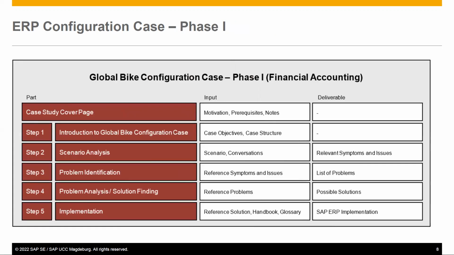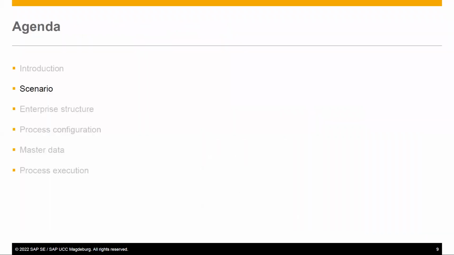We already talked about that we will have 5 steps in this case study. The first step is the introduction to the configuration case. Then we do the analysis of the scenario and identify the problem. Then we find the solution, and then we implement the solution. For this, you will have material available that you can read. These are the deliverables, by the way. From the scenario, the conversations, and the symptoms and issues, you'll find the list of problems. Then, referencing the problems, you'll find the solutions.